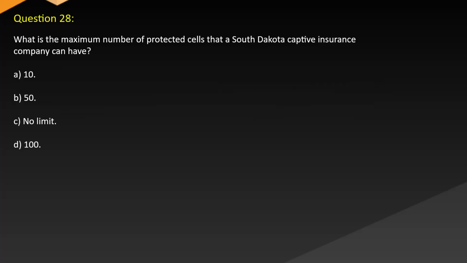Question 28. What is the maximum number of protected cells that a South Dakota captive insurance company can have? A. 10. B. 50. C. No limit. D. 100.